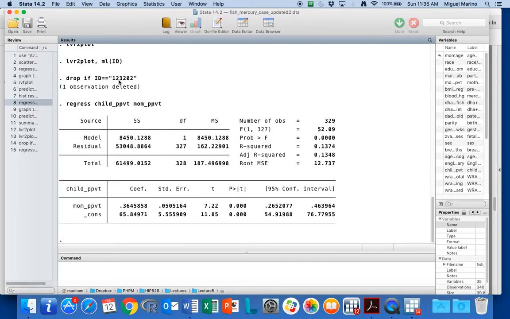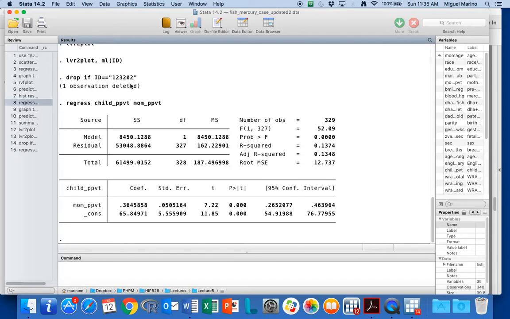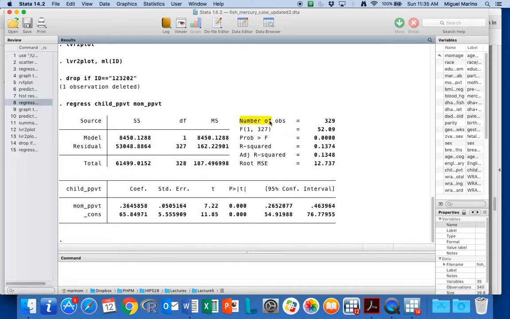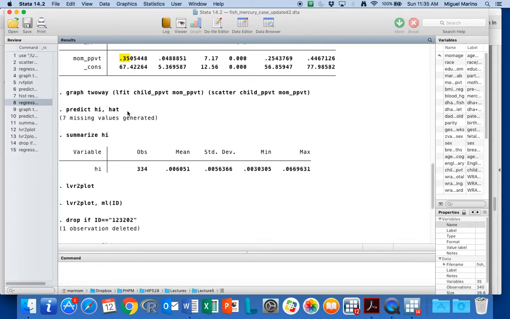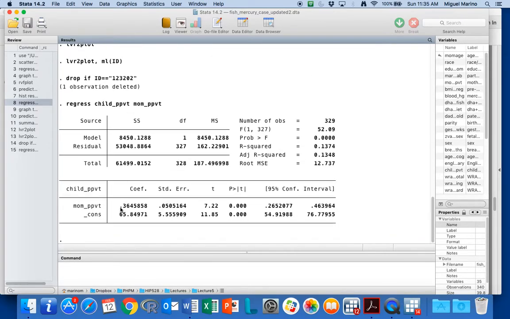In reality, the leverage was pretty small, so I wouldn't delete them in real life. But let's just say that it was large. Then we would go and rerun this analysis, and so the number of observations now went down by one because we removed our potential outlier. And what happens to the coefficient here? So before, the coefficient beta, the slope, was 0.35. So we said for a 1 unit increase in mother's intelligence, child's intelligence went up by about 0.35 points. And in this new regression, it's about 0.365. So we did see the slope increase a bit.